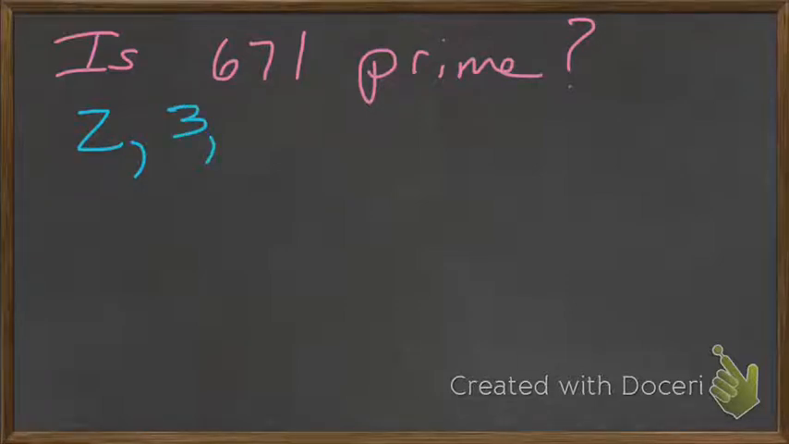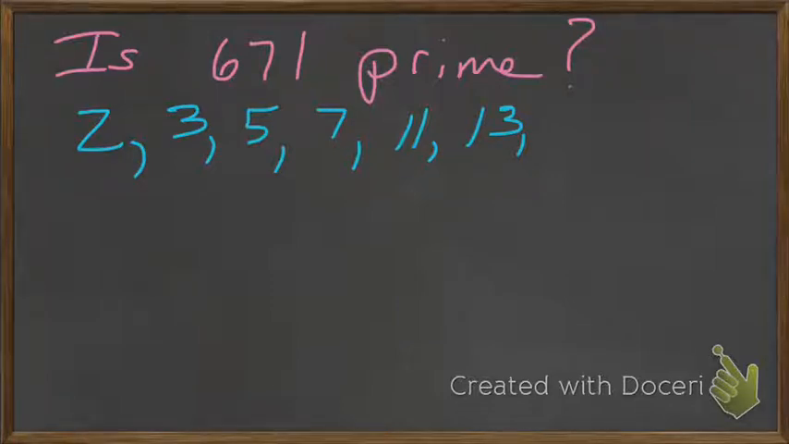2, 3, 4 is not prime because you have factors 1 and 4 and 2 and 2. 5 is prime. 6, no. 6 is composite. 1 times 6 and 2 times 3. 7 is prime. 8 is composite. 9 has factors more than 1 and 9, also 3 and 3. 10 is composite. 11 is prime, but 12 is composite. 13 is prime. 14 has factors 2 and 7.